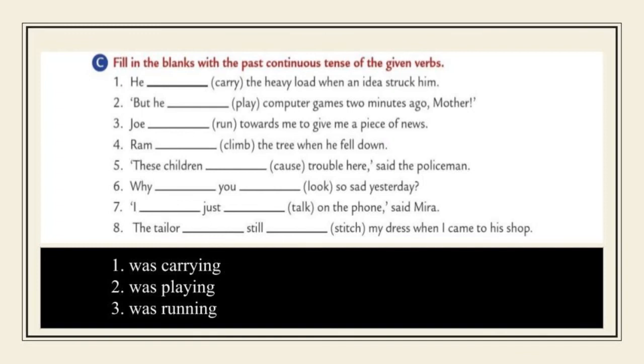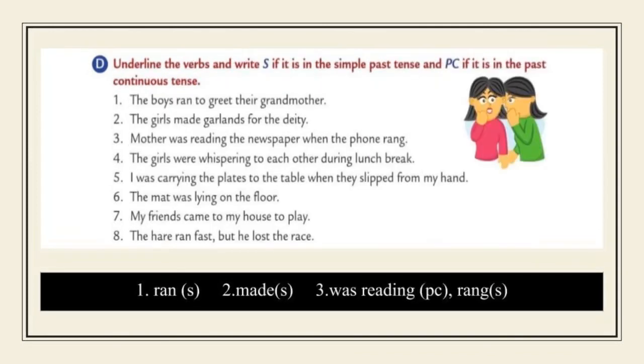And the third one is Joe dash towards me to give me a piece of news. Joe is a singular person. It means a singular noun. So what is the answer for the third one? Yes, was running. Joe was running towards me to give me a piece of news. Remaining you should try.